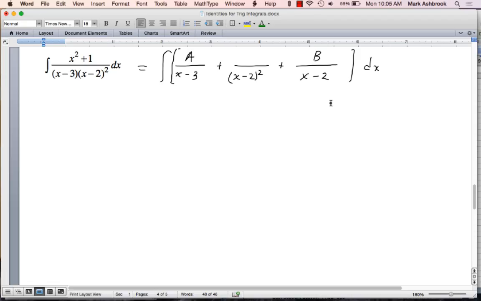Now, this x minus 2 squared, you might think, oh, that's degree 2, so I'm going to need a degree 1 numerator. But we still consider this degree 1 because it can be factored into x minus 2 squared. Even though it's squared, we have a repeated factor. So all we care about is just the x minus 2 part. So it's still degree 1.